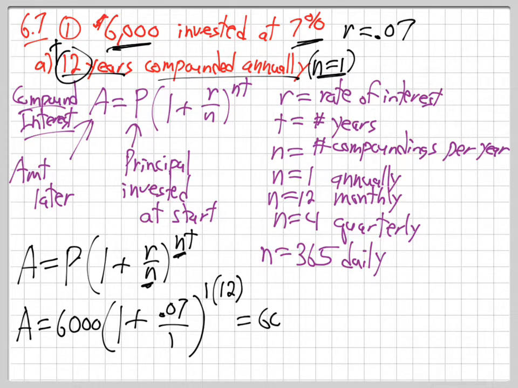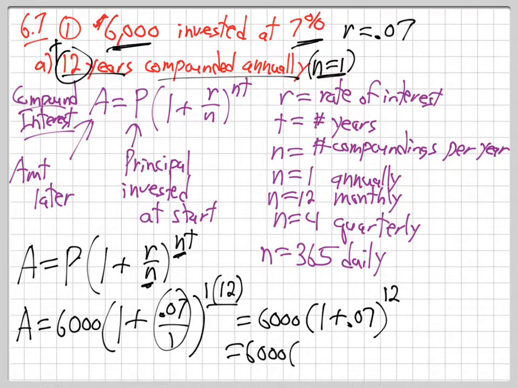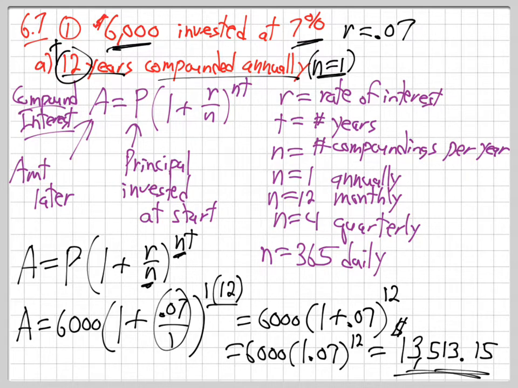So in the calculator, I can simplify this a little bit. 0.07 over 1 is just 0.07, and 1 times 12 is just 12. And then we can even clean it up again. This is just going to be 1.07 to the 12th. So hit the buttons on your calculator on that one. I'm doing it as well. And I'm getting $13,513.15. They want us to round to the nearest penny. So there we go. That's part A.